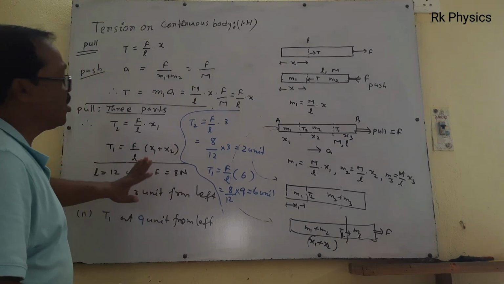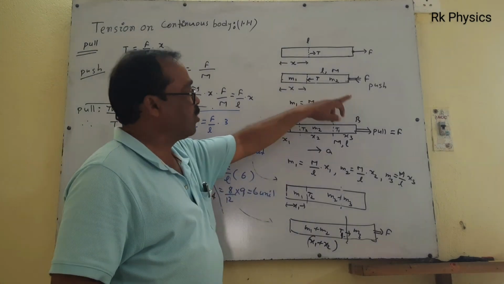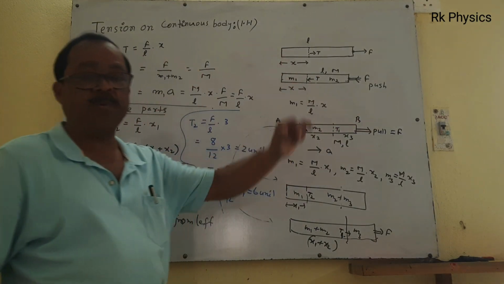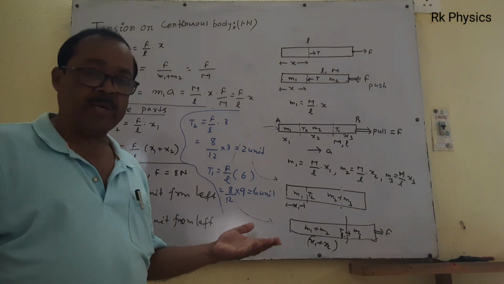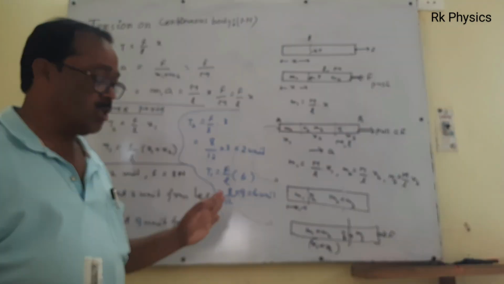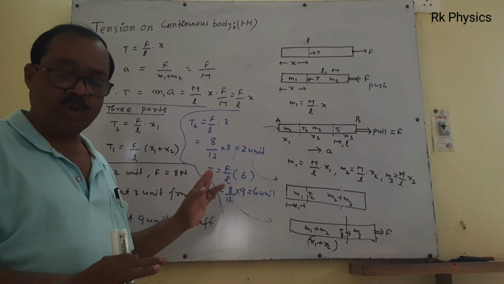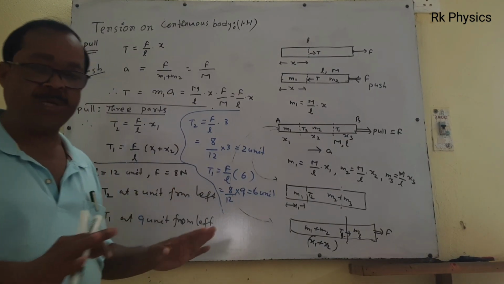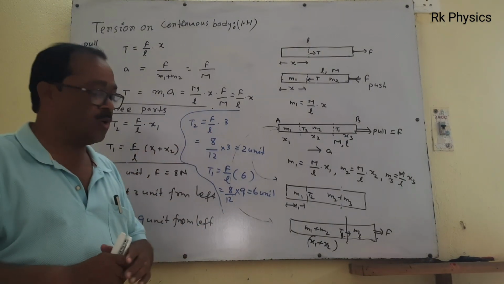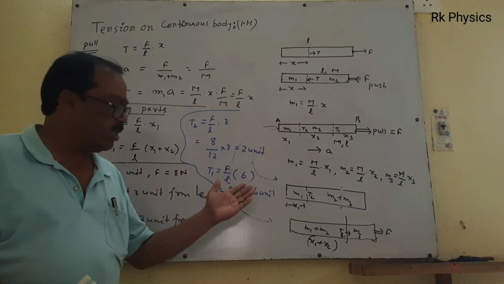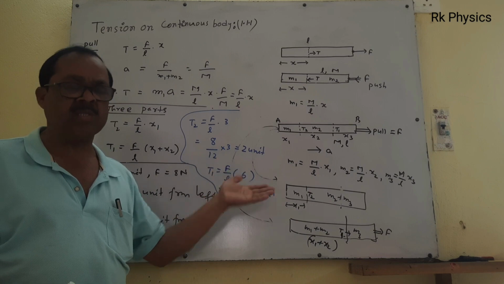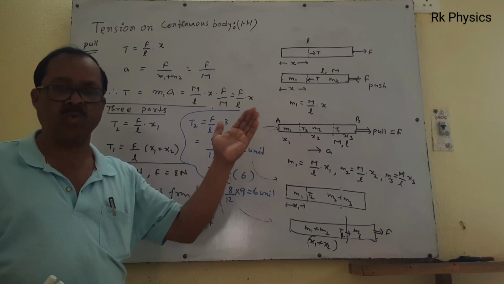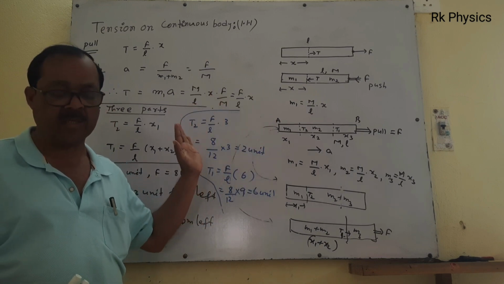The same thing is going to repeat if you take push instead of pull. Now in these 2 videos, I have completed the continuous body. You take any number of sections, and you can calculate the tensions in each and every section: 1, 2, 3, 4, 5, like that.